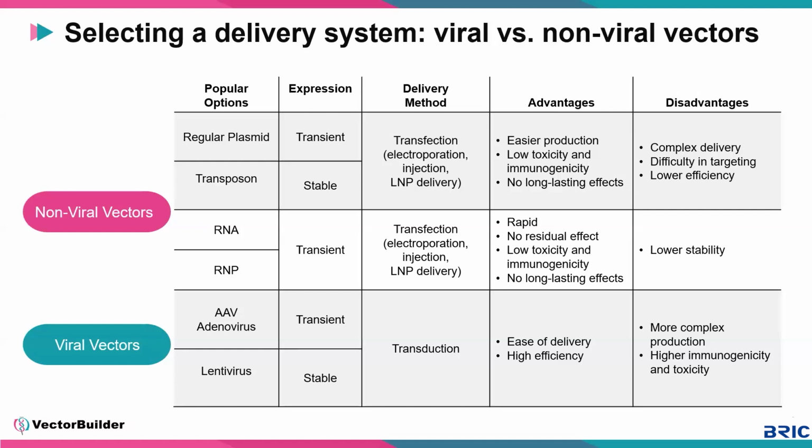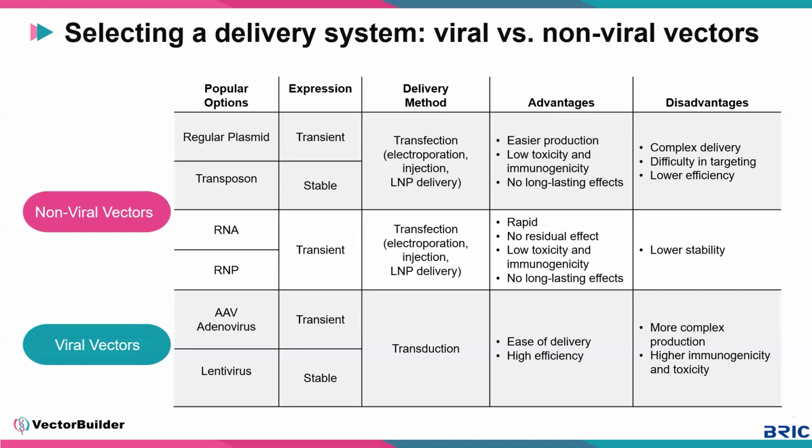So which one you use depends on what you are looking for in your experimental goals. I want to go over some of the popular options in detail, what the advantages are, what the limitations are, and show you some successful examples where we have used it for successful delivery and results of CRISPR components. The first one I want to talk to you about is a regular plasmid.